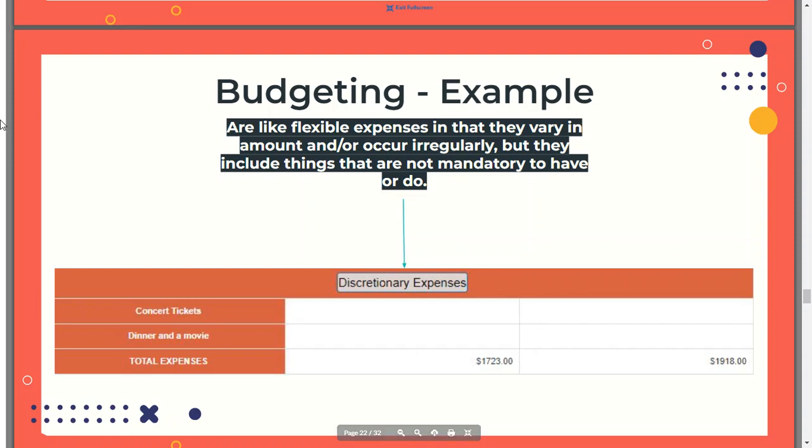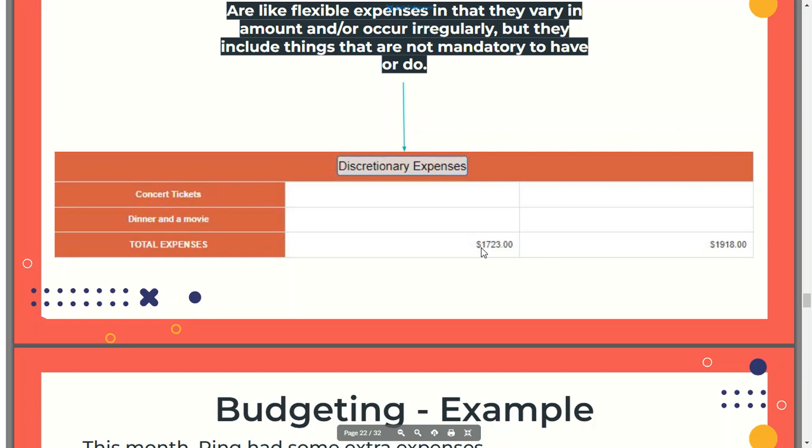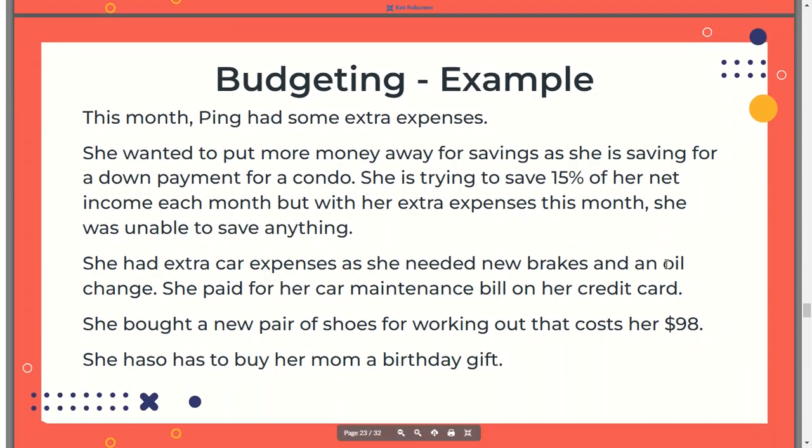So discretionary expenses are like flexible expenses in that they vary in amount and or occur on an irregular basis, but they include things that are not mandatory to do. So things like concert tickets, dinners, and movies. So her total monthly amount to spend was $1,723. Doesn't look like she stayed on budget. Okay, so let's keep that in mind.